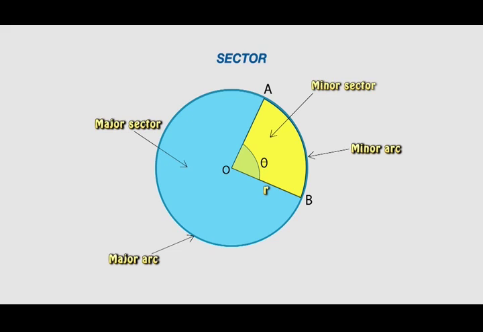Now, when the radii put the circle into sectors, it produces what we call a minor sector and a major sector. One part is always bigger than the other. I'm sure you can see from our diagrams, the smaller part is always called the minor sector, and the bigger part is the major sector. Then we have the minor arc and the major arc as well.